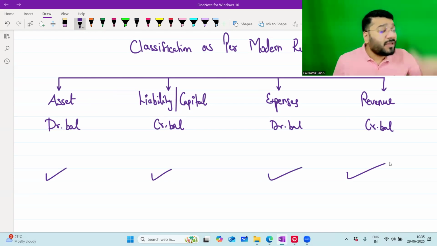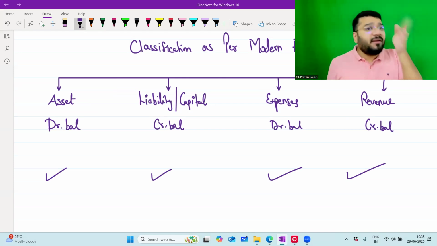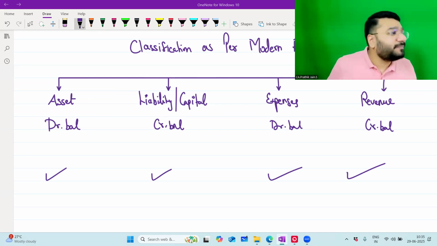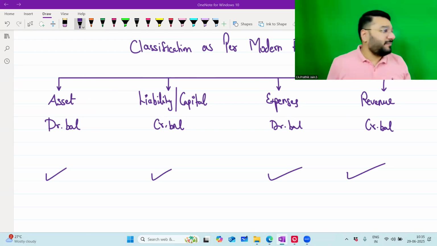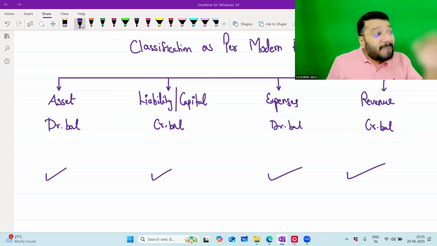In golden rule, what is the classification? 3 classifications: personal, real, nominal. Under personal, natural, artificial, representative. No drama like that here. Game is very simple. Cash, what classification? Asset. Bank balance, asset. Creditor, liability.